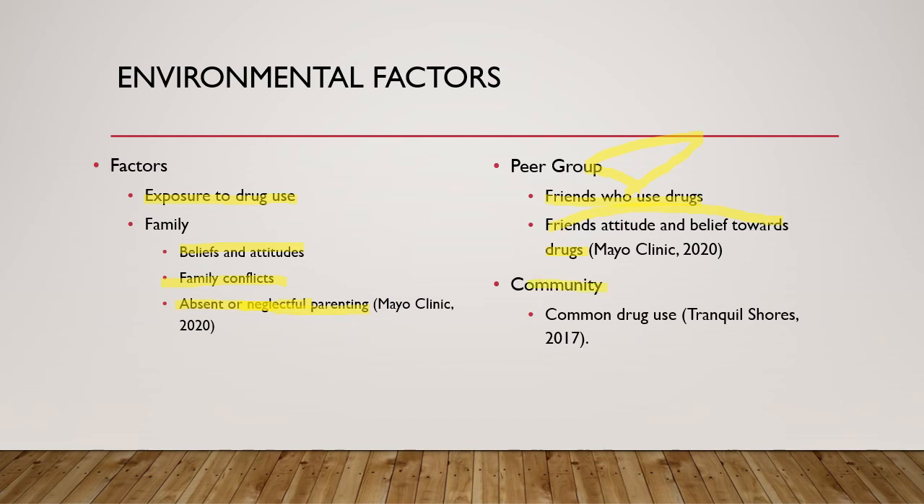And then a community factor is common drug use in the community. This also is similar to this exposure to drug use. The more prevalent substance use is in a community, the more likely the individual who lives there is to try drugs.